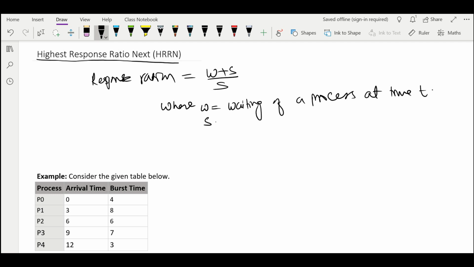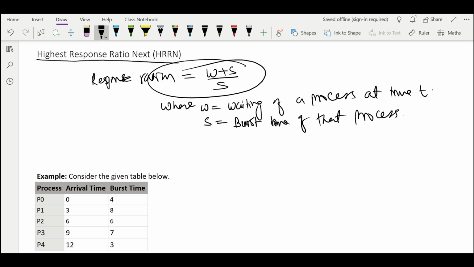Okay, and what is S? S is the burst time of that process. So this is the formula we have to use in order to find which process to execute next. And you can see that when the burst time is small, the response ratio will be large, and it can be scheduled, because highest response ratio is what we are looking for. So it will favor the lowest burst time.